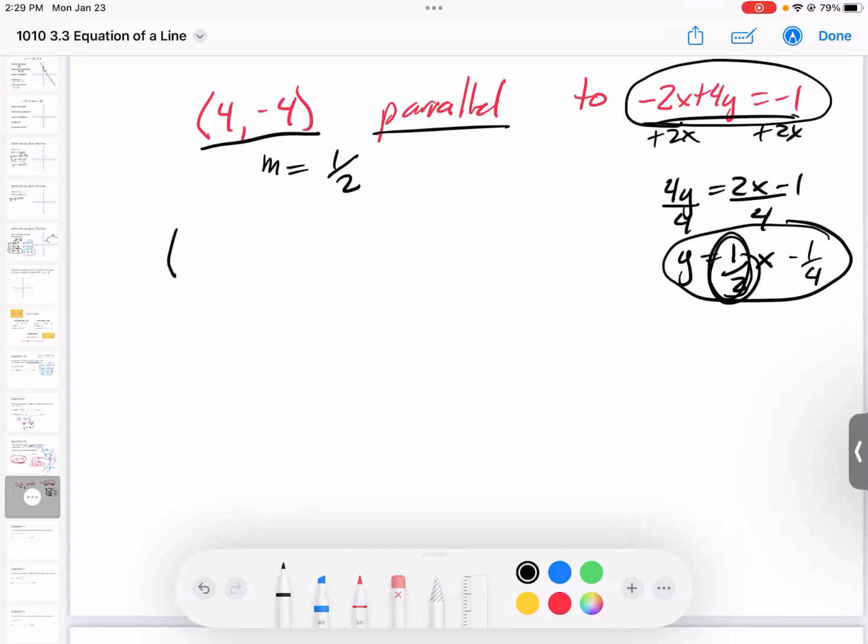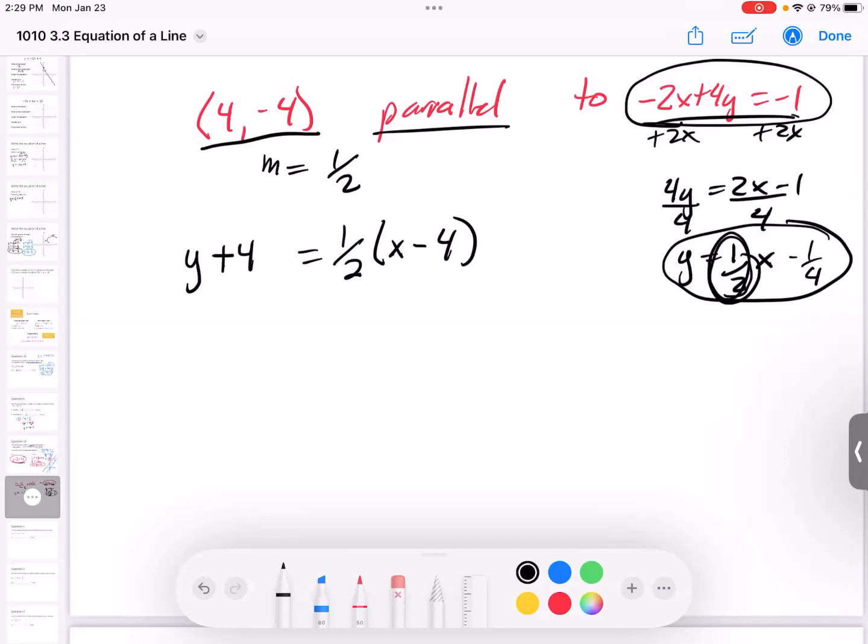So then you would set it up and you would say, okay, well, y minus the y coordinate is y minus -4. But if you minus -4, that's the same thing as adding 4. And that needs to equal 1/2 times x minus the x coordinate, which is 4. And actually, you don't have to have these parentheses, but you can write them if you need to. So then from here, does it say on your 16 what form they want it in?